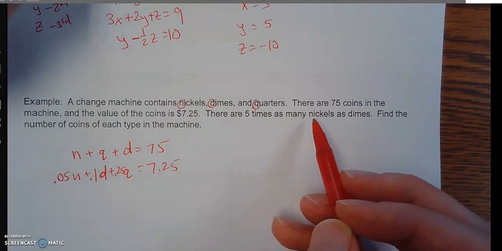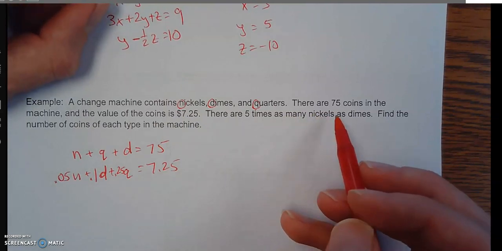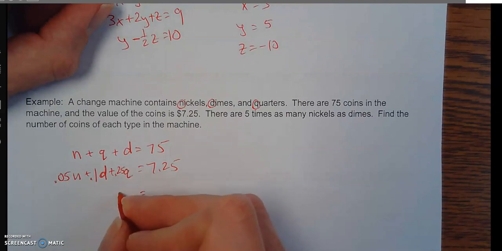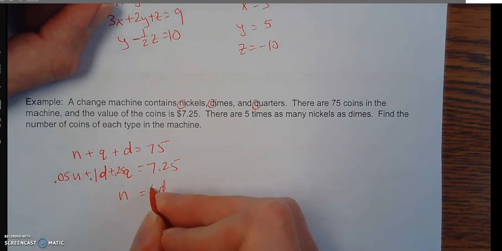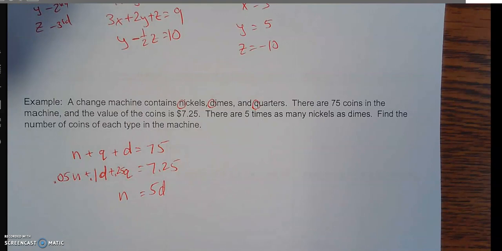So right now, nickels is winning. There's 5 times as many nickels as dimes. So if I want to make them equal, I'm going to take the number of dimes times 5, and that would equal the number of nickels. So be careful with that.